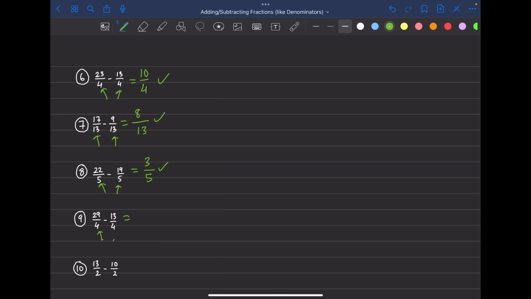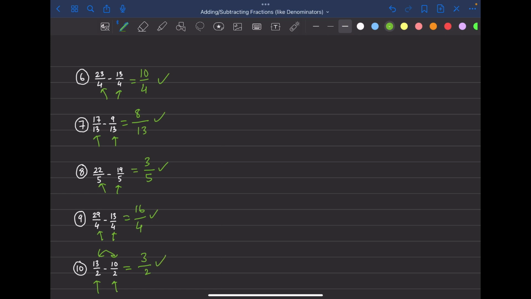Question number 9. Both fractions have a denominator of 4. We can actually subtract them. Basically, same steps in every question. But yeah, this would have a denominator of 4. And then for the numerators, 29 minus 13 is 16. So we are done. And then for the next question, they both have a denominator of 2, so the answer is going to have a denominator of 2, and then 13 minus 10 is 3, and we are done.